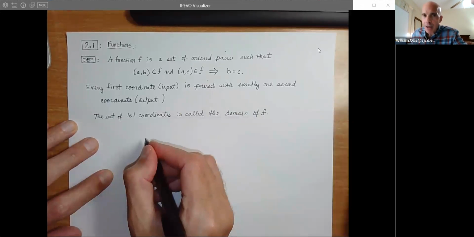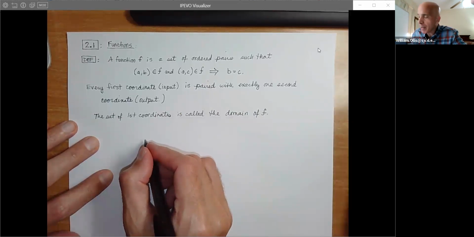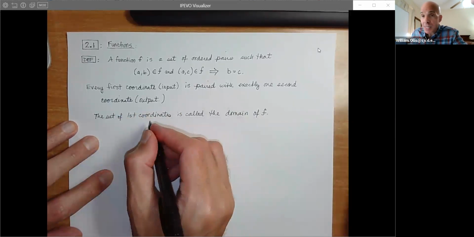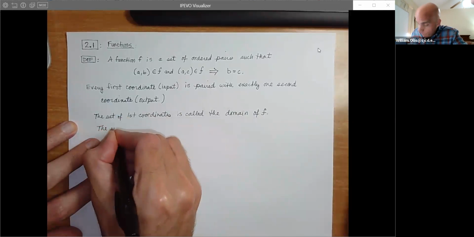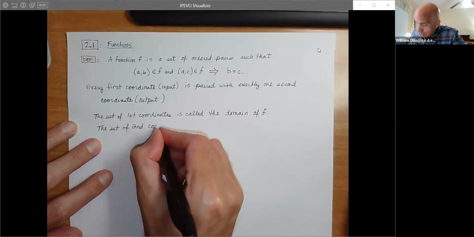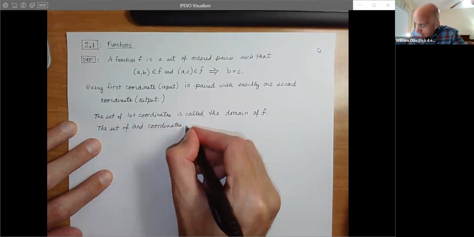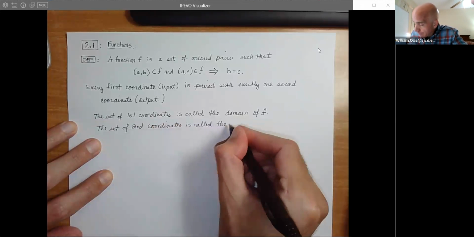Now, you know that from college algebra, and you probably took tests where you had to compute domains, and if you weren't careful, you missed it. But that's okay, because it's easy to make mistakes with domains. The set of second coordinates is called the range of F.